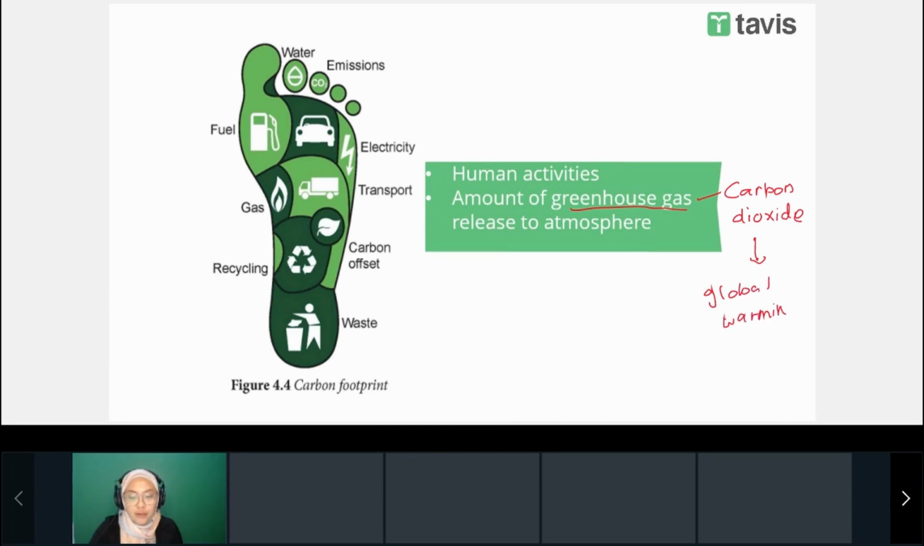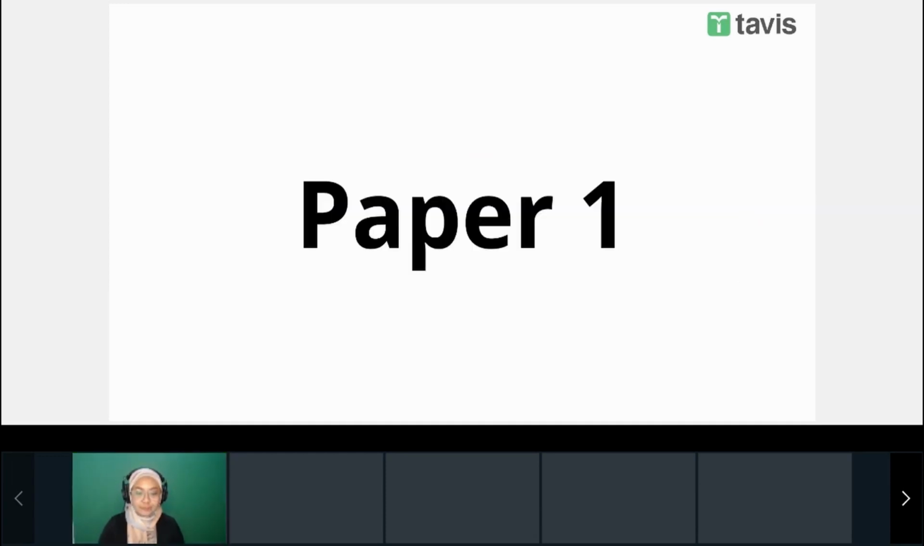Okay, I want to repeat the definition of carbon footprint, which is mainly asked in Section B, the theory question, or Paper 1. It is: human activities that increase the amount of greenhouse gases such as carbon dioxide in our atmosphere. So we are done with Unit 4.